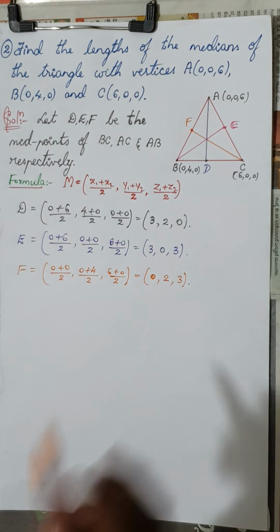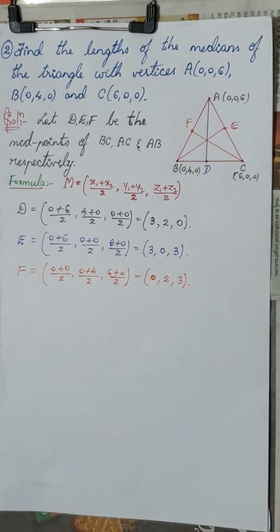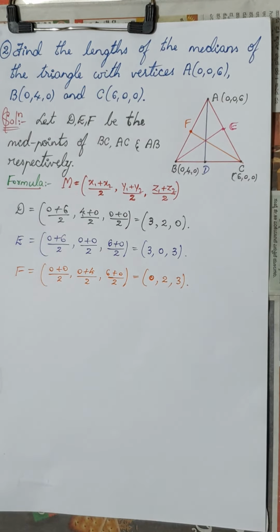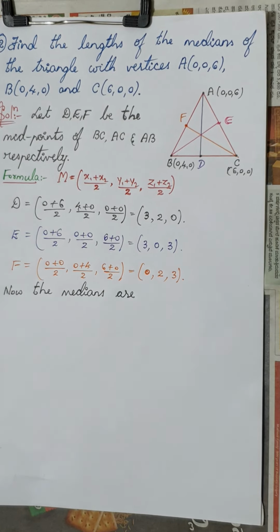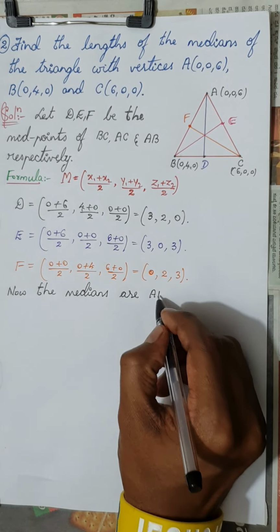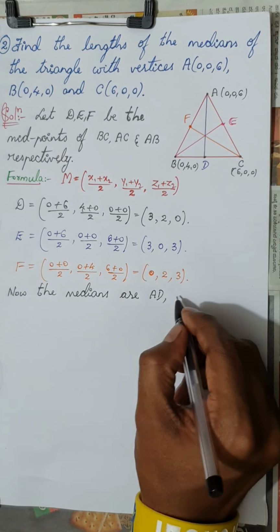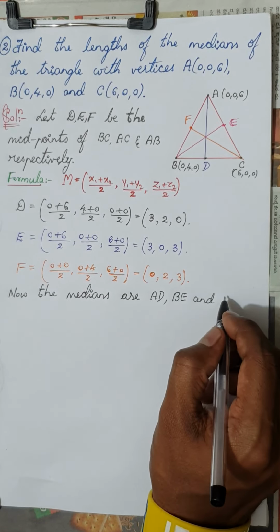Now I have A and D. D coordinates are found, E coordinates are found, F coordinates are found. Now these are the medians. We can use the distance formula and find their lengths. Now what are the medians? The medians are AD, one median, BE, and the last one is CF.